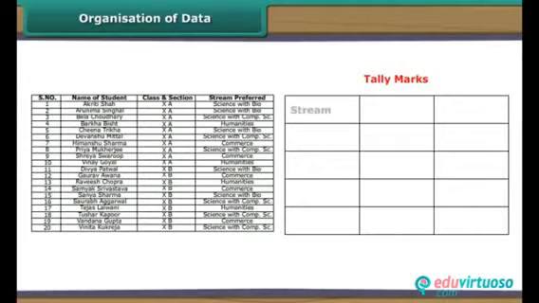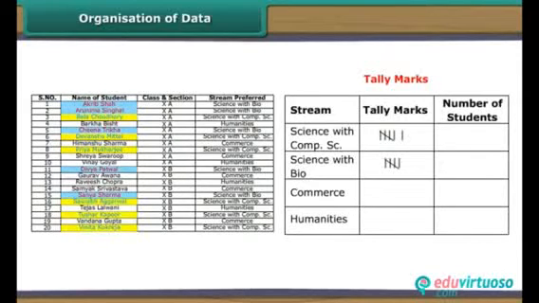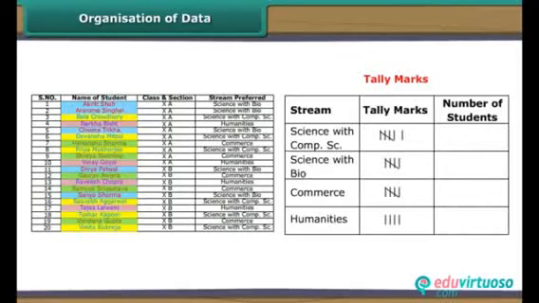Make 3 columns: streams, tally marks, and number of students. Specify all available streams under streams one by one. Under tally marks, denote a student with a preference for a particular stream by a tally mark against that stream. Indicate every 5th student preferring a particular stream by a slanting line crossing the previous 4 tally marks. Now count the tally marks against every stream and record it under number of students.